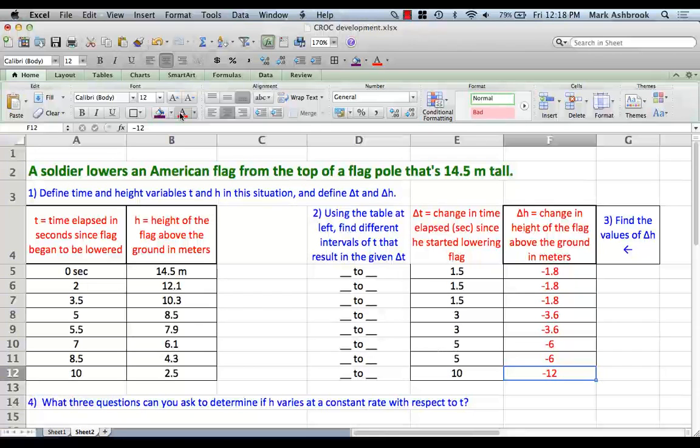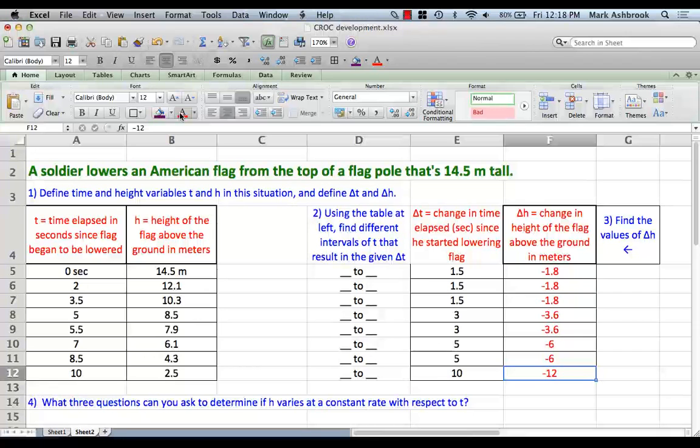Goes down 1.8 meters, right? Goes down 1.8 meters. Negative. Every time 3 seconds goes by, it goes down 3.6. Okay, so this is that first idea: if you have the same change in x in a different place, you'll still get the same change in h. That's one perspective, or kind of way, to verify that you have constant rate of change.